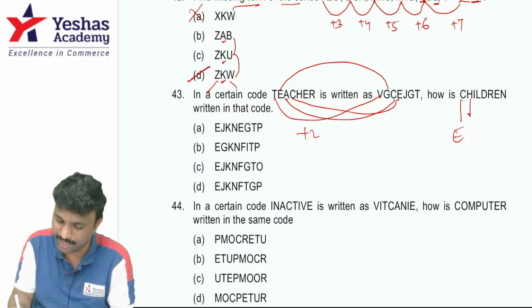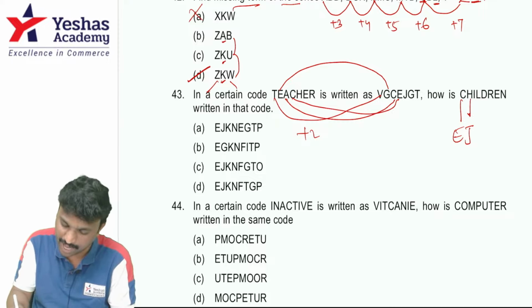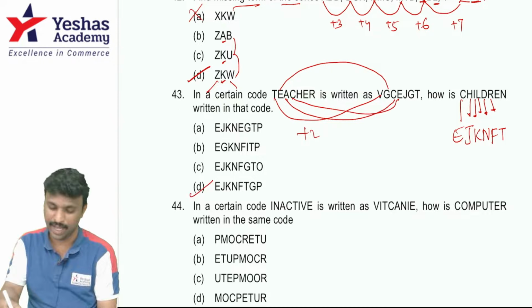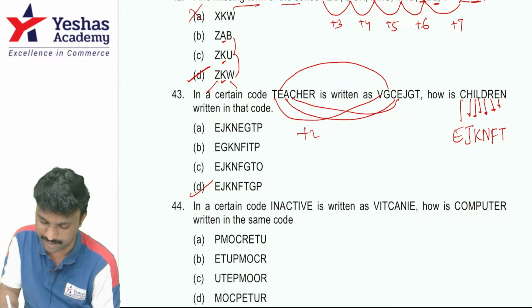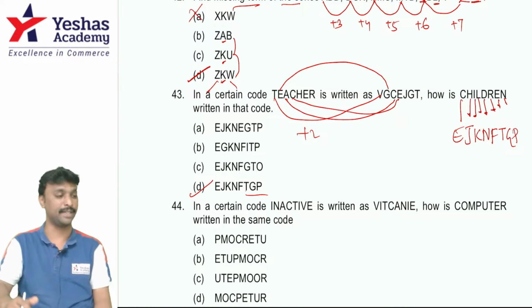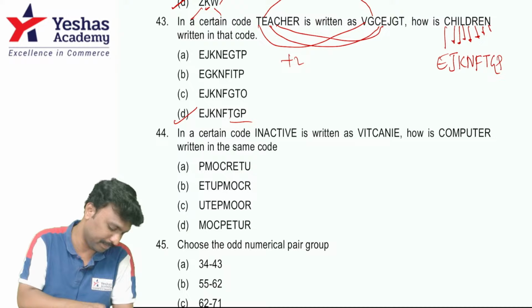H is the eighth letter. 8 plus 2 is 10. That means J it is. I is the ninth letter. 9 plus 2 is 11. That is K. E, J, K. Then L is the 12th letter. 12 plus 2 is 14. That is N. E, J, K, N. T is 4, 4 plus 2 is 6, 6 is F. E, J, K, N, F. Almost all options have that. Then R is 18, 18 plus 2 is 20, 20 is T. So which option has that? It is option D. And E is 5, 5 plus 2 is 7, 7 is G. And N is 14, plus 2 is 16, that is P. So therefore it is option D, the right answer. Have you understood?